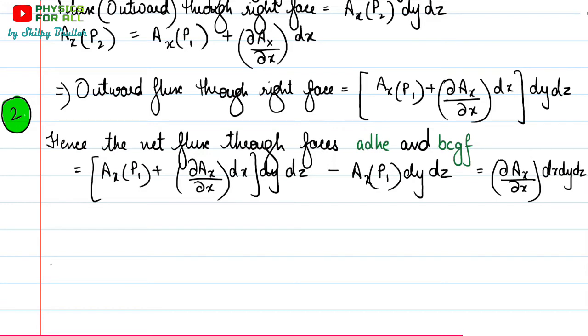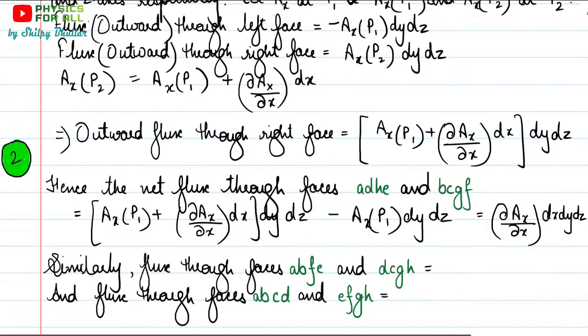Again, we are going to use that similar criteria: if we know whatever change is happening along the x axis, we can write down the change occurring along the y and z axis. So we can find the net flux through the top and bottom faces and also through the front and back faces. So let's write them down.